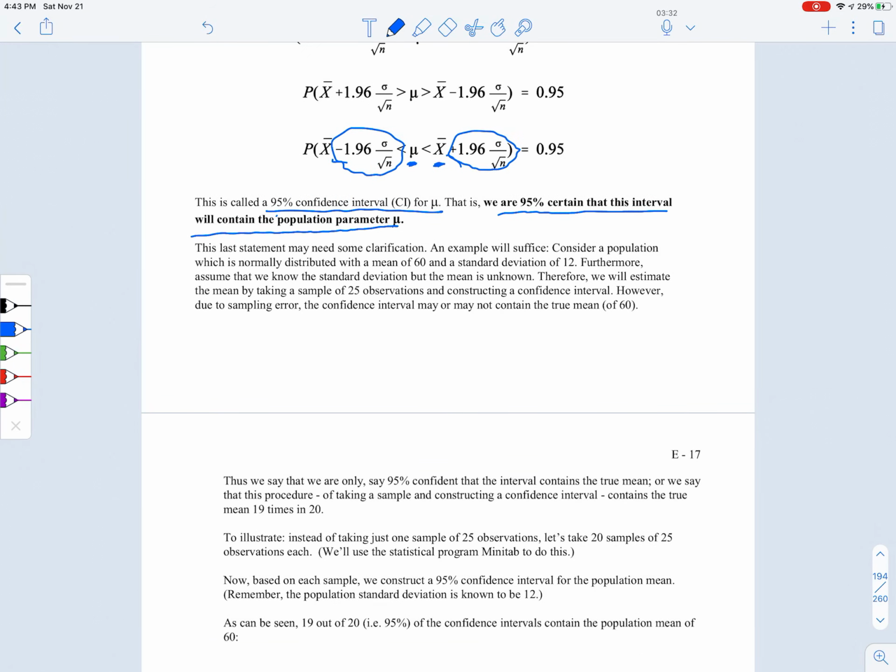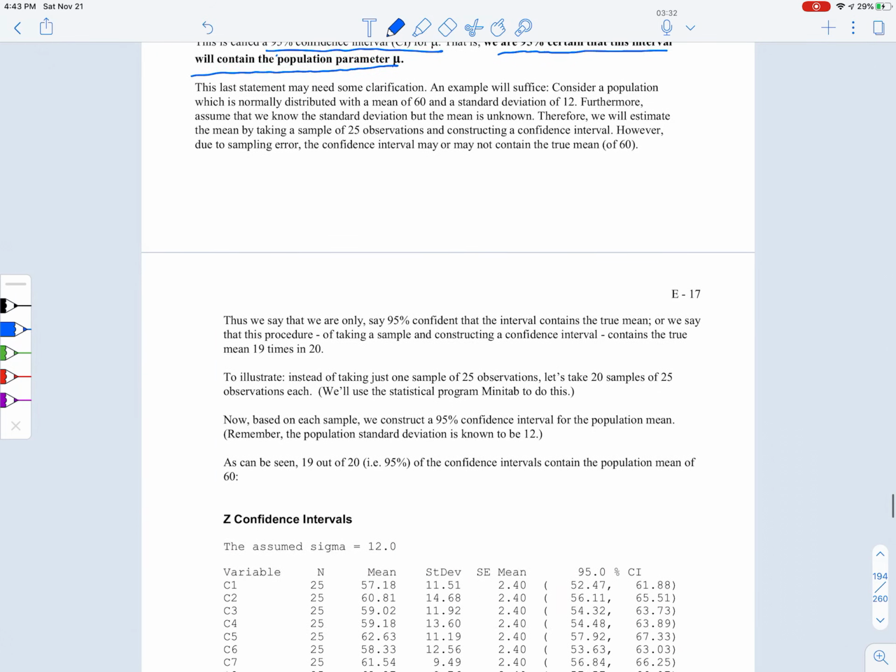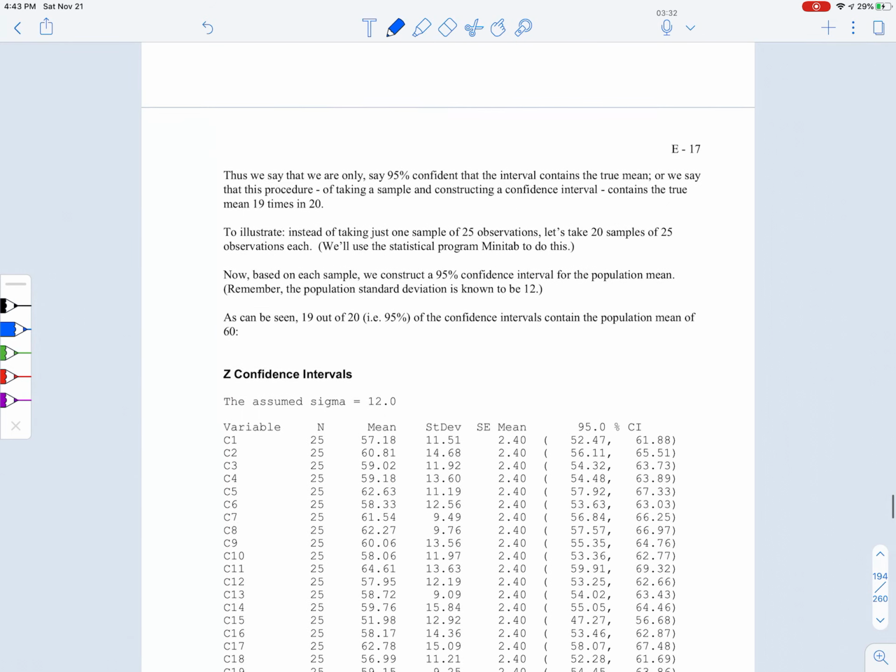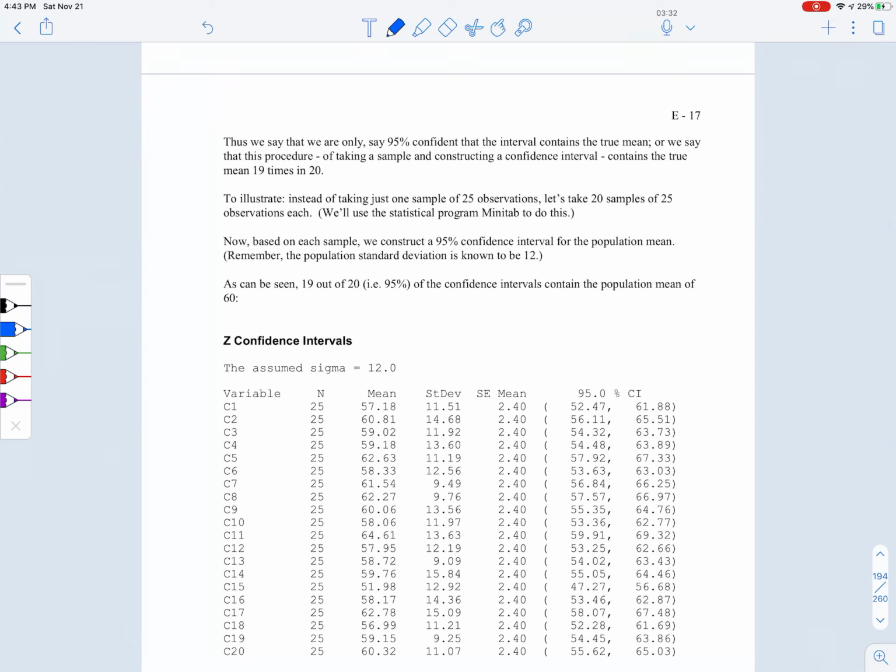So it's not likely to be exactly x bar. We take the x bar and build a buffer, plus or minus an amount here. So that's how we do this. Let me show you how that works actually.